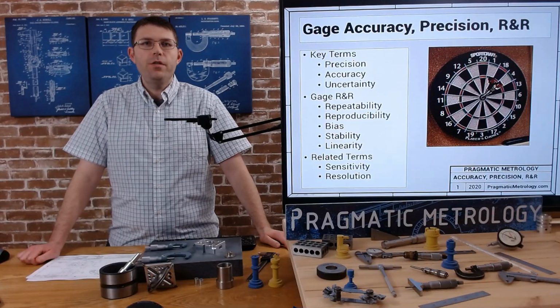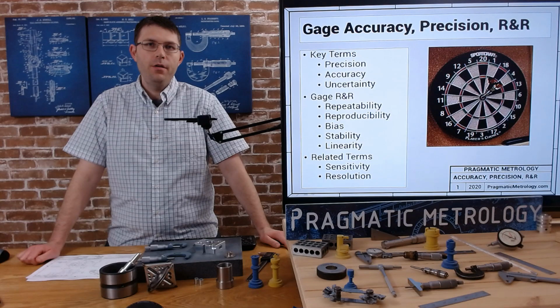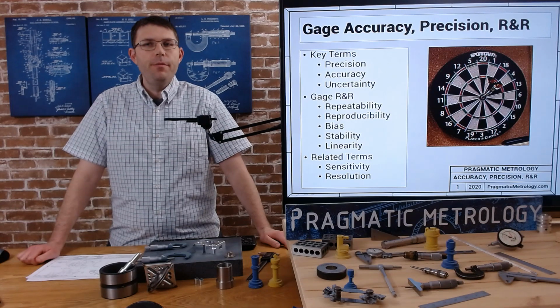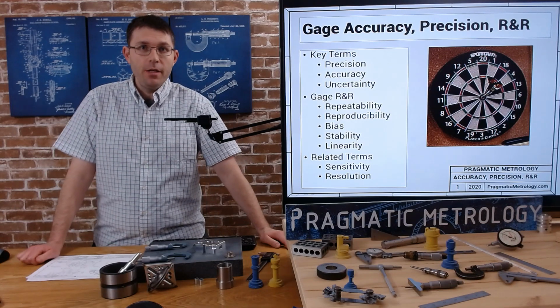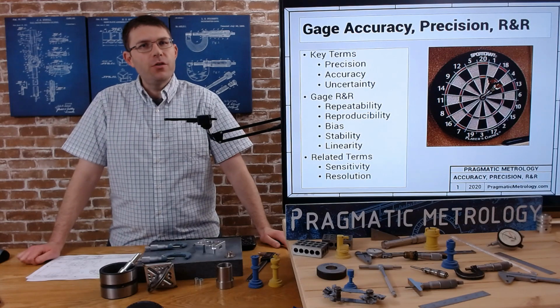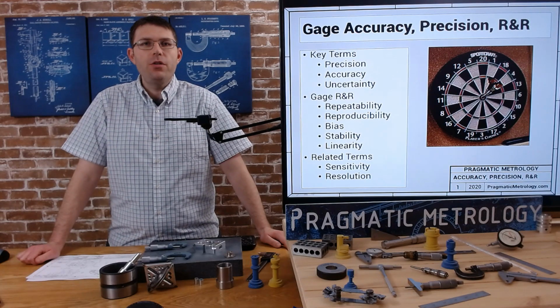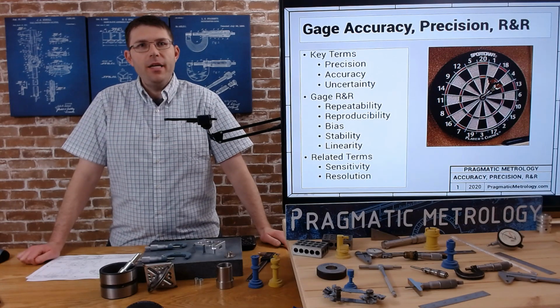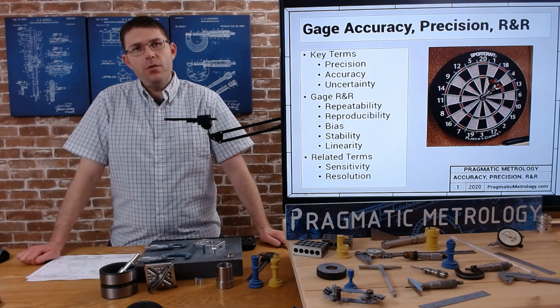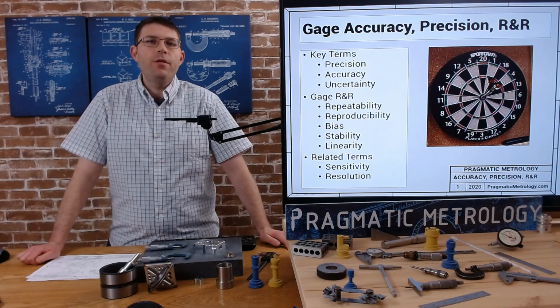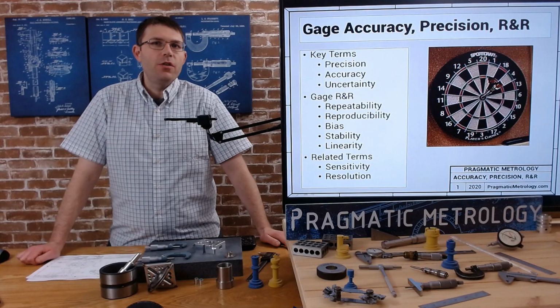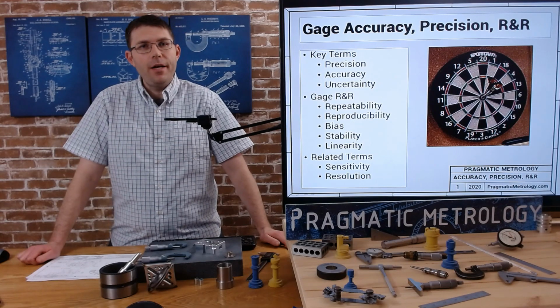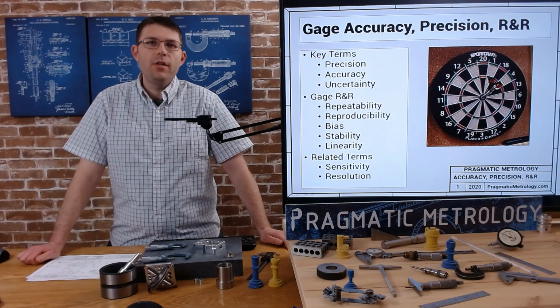This video is about gauge accuracy, precision, and R&R. R&R stands for repeatability and reproducibility. I think it's important to understand accuracy, precision, R&R. It helps you make decisions about what gauges you're going to use and helps you understand whether or not your gauges are in good calibration or not, in good condition or not. And it can help you decide what gauges you're going to use and which gauges you can't use.